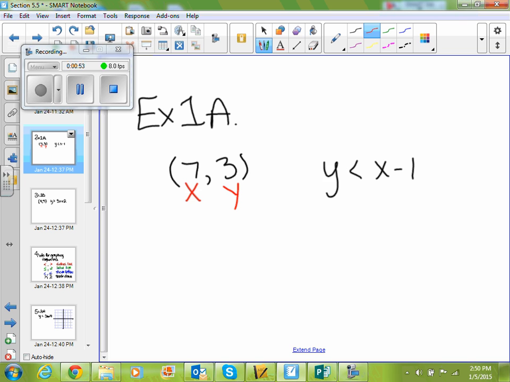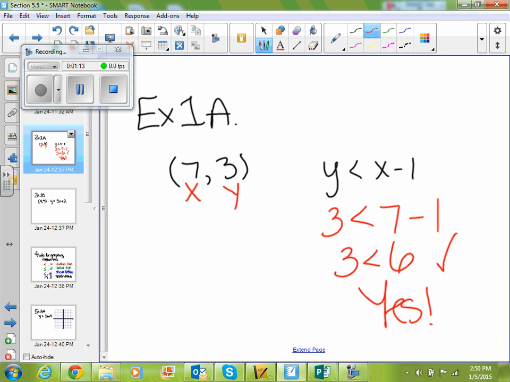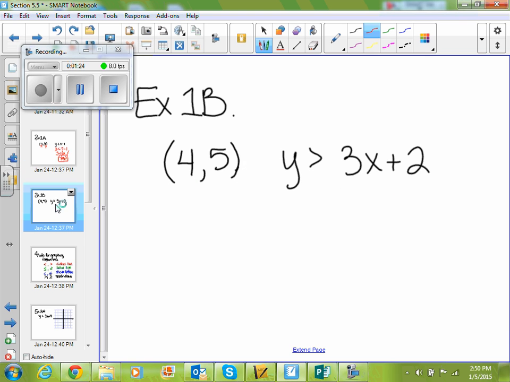So if I plug those into this equation, then I get 3 is less than 7 minus 1. What's 7 minus 1? 6. So 3 is less than 6. Is 3 less than 6? Yes. That's the first part of what you're doing. Okay, so any questions on 1A? Okay, let's look at 1B then.